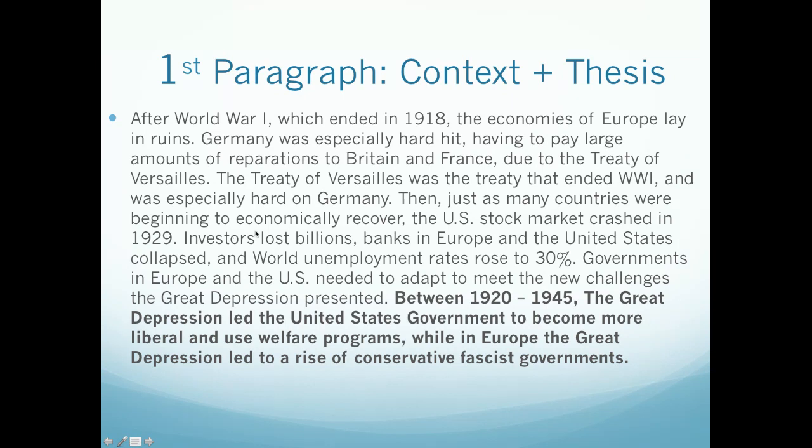Then, just as many countries were beginning to economically recover, the U.S. stock market crashed in 1929. Okay, I'm talking about the U.S. stock market crash. Let me describe that, right? Investors lost billions, banks in Europe and the United States collapsed, and the world unemployment rates rose to 30%. Governments in Europe and the U.S. needed to adapt to meet the new challenges the Great Depression presented. Aha, right there, I have set the stage. Why are governments shifting because of the Great Depression? I have introduced the argument there. I've set the historical context, and then I would put my thesis, which is in bold right there.